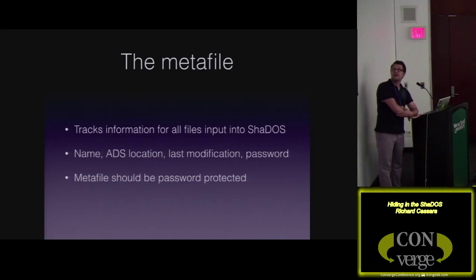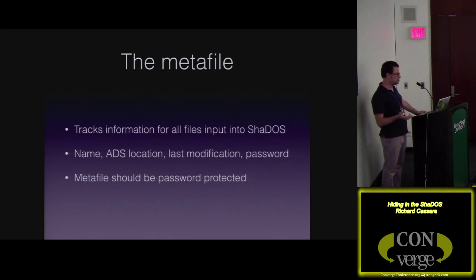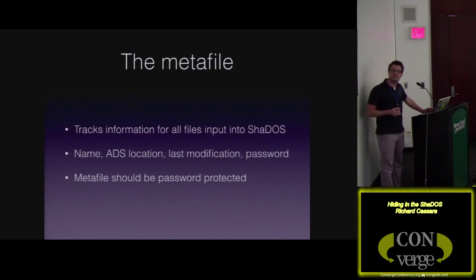So the meta file, which keeps track of all of this, tracks all of the information that you put in, including you give each file a name, and then it randomizes a location for it, and it keeps that location. It randomizes a string, which is the name of the stream that it's attached to. It keeps track of last modification date and whether or not that file is password protected. That's an option within there.